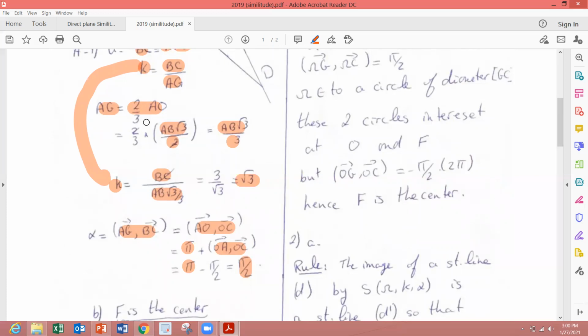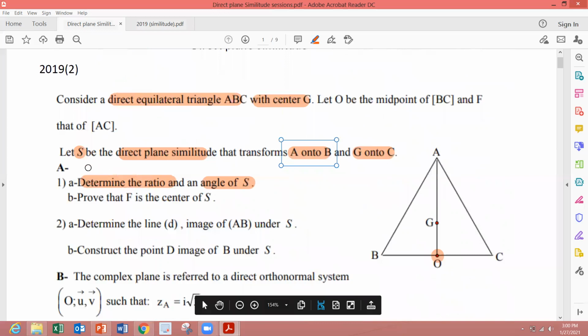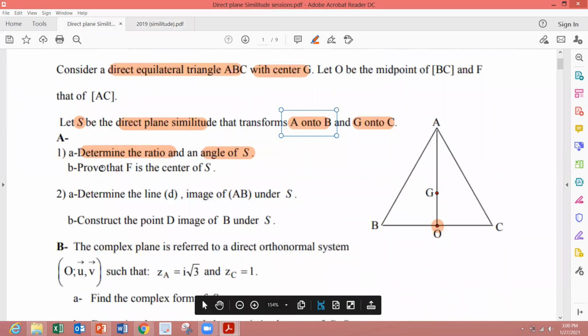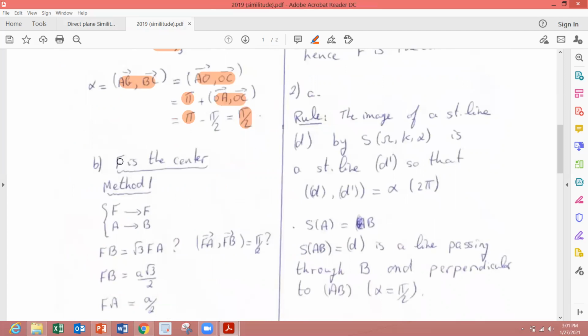Okay, can we start with part B while you are writing? You wrote it and understood? Understood. Prove that F is the center. Yesterday we did a similar one to this. We solved it by two methods. Today I am going to solve it by two methods.